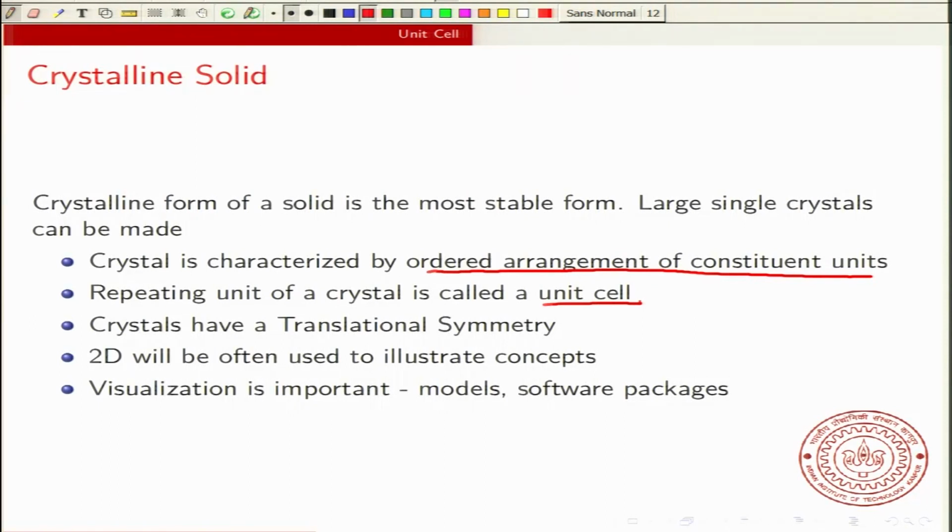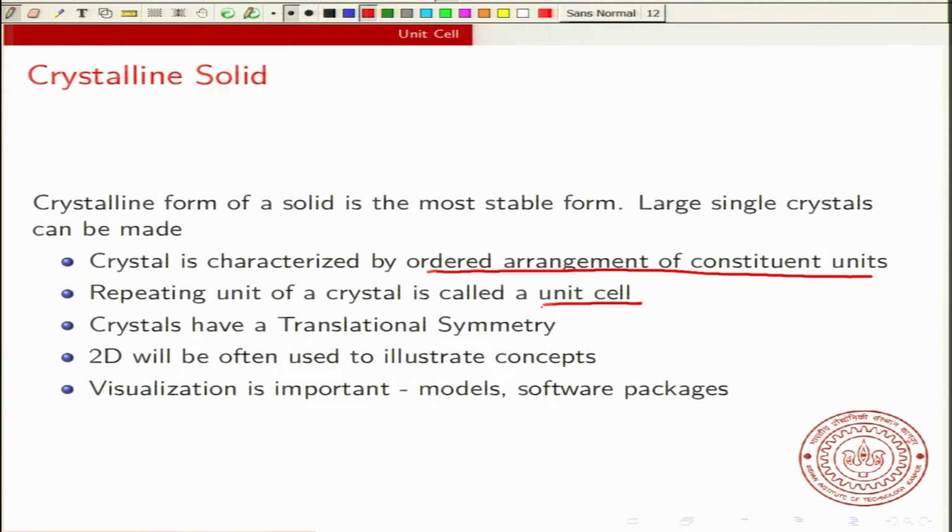Now, since crystals have a translational symmetry, you can take the unit cell and repeatedly replicate it to generate the entire crystal, and we will illustrate this soon. So, if you translate the unit cell repeatedly, you will generate the entire crystal.